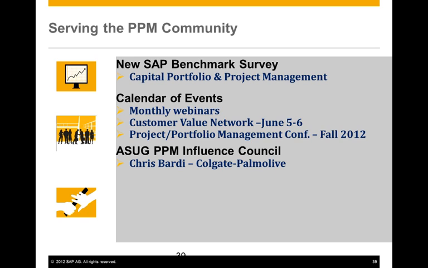So with that in mind, one of the things we're doing here at SAP is continuing to expand our portfolio of benchmark surveys, and we've just launched a new one for capital portfolio and project management. There's an existing one for MPDI, and we very much encourage customers or people that are looking at SAP anew to contribute to building up that knowledge base, so that as a community we can start comparing KPIs, best practices, etc., as we all carry on through this maturing process.